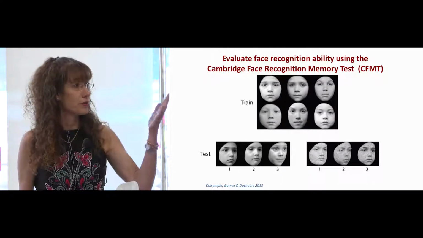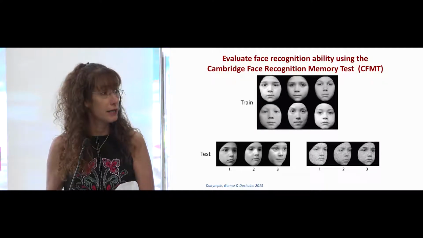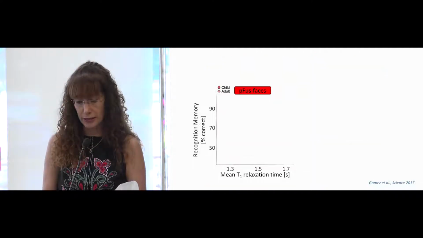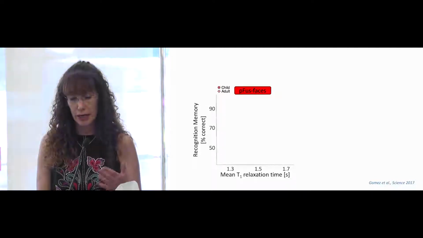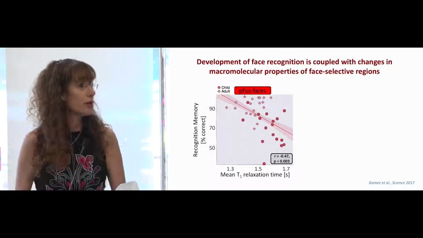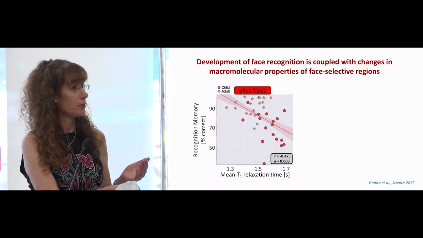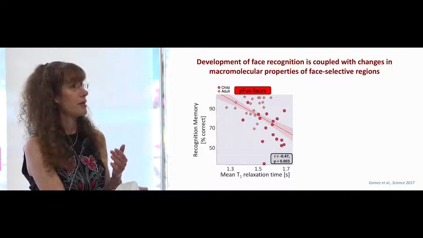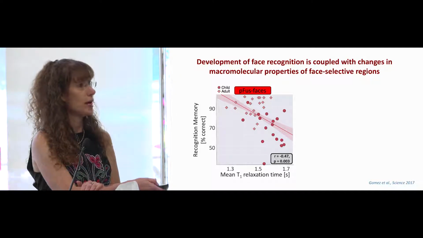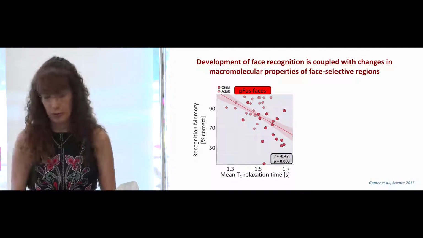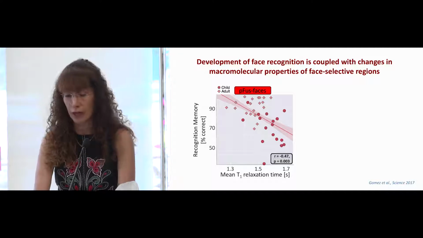And so for each subject, we have a measure of how good they are at recognizing faces, and we test if there's a correlation between recognition memory for faces as assessed by the CFMT compared to the T1 relaxation time. And again, we find a significant negative correlation between mean T1 relaxation time in pFus-faces and recognition memory. So the shorter the relaxation time, the higher the face recognition memory is. And again, this effect is significant when you partial out age.